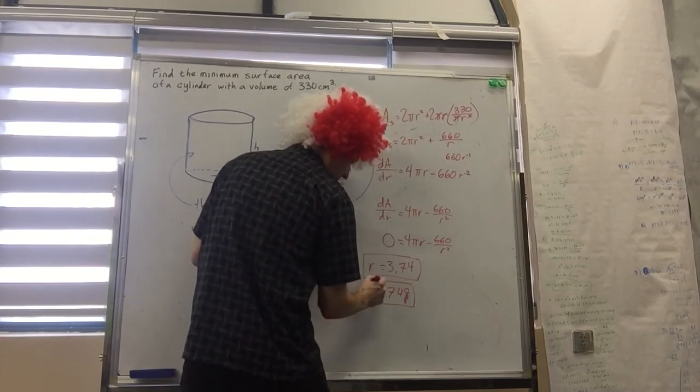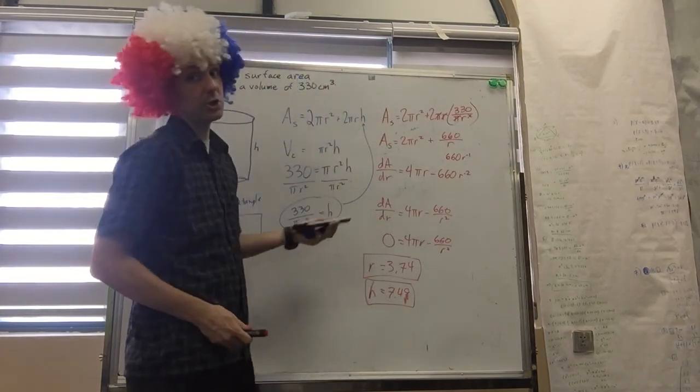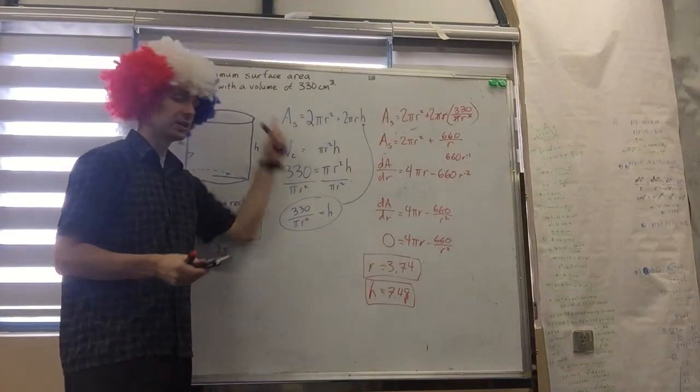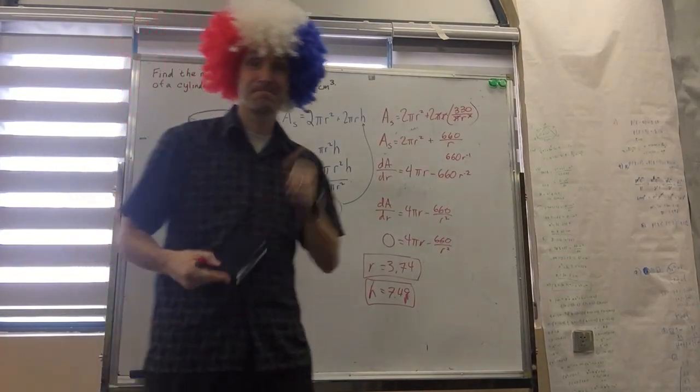Okay, so now I have h, I have r, and you should be able to finish the question at that point, putting r and h in and being able to optimize A. Awesome.